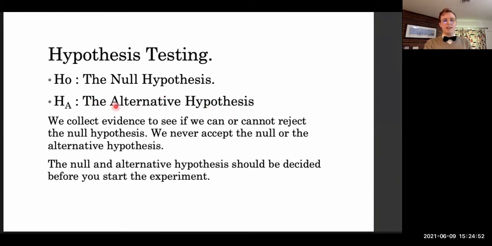Now note that we collect evidence to see if we can or cannot reject the null hypothesis. We never accept the null or the alternative hypotheses. This way of speaking is important, that it's always rejecting the null and never accepting anything. Another note is that the null and alternative hypotheses should be decided before you start the experiment, not after you've collected your data and looked at it.